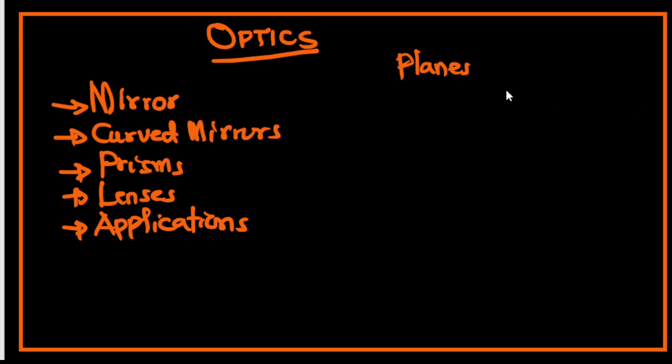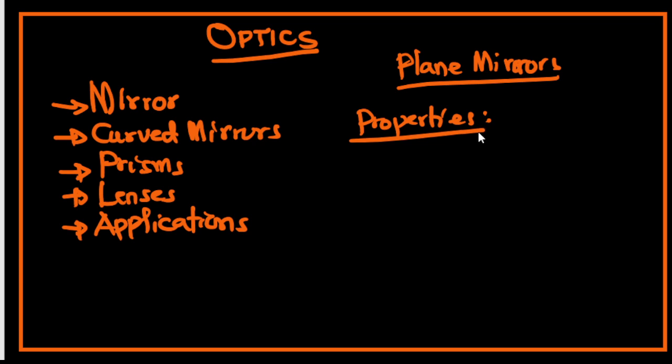plane mirrors. So I'll give you their properties and I'll give you the applications and also the formula we make use of in plane mirrors. So a plane mirror is just a viewing mirror, and the properties of plane mirrors include: number one, image distance. Image distance is always equals to the object distance.